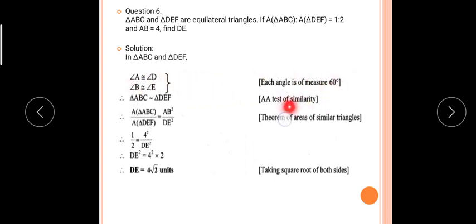This is very important. You have to show this triangle similarity. We know that, but we have to mention in the solution that these two triangles are similar, and therefore we can use this theorem.